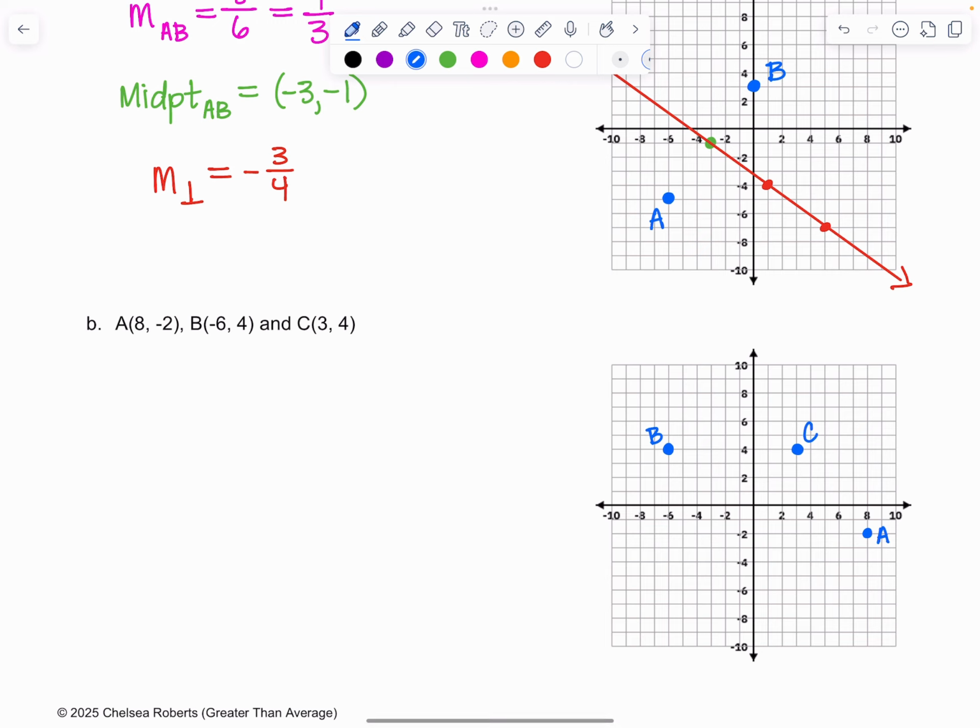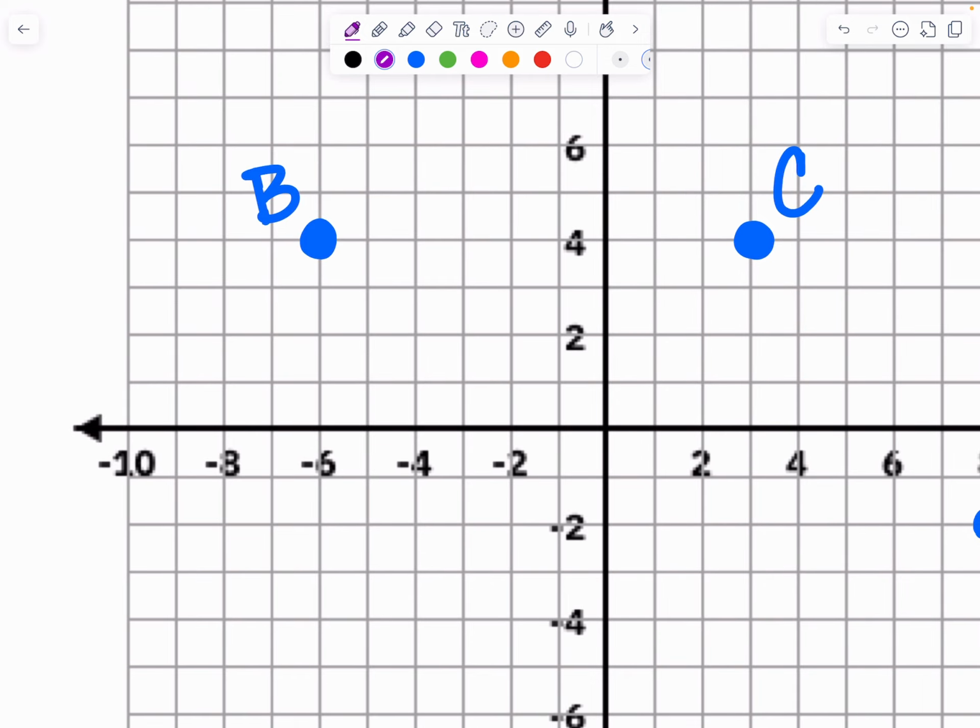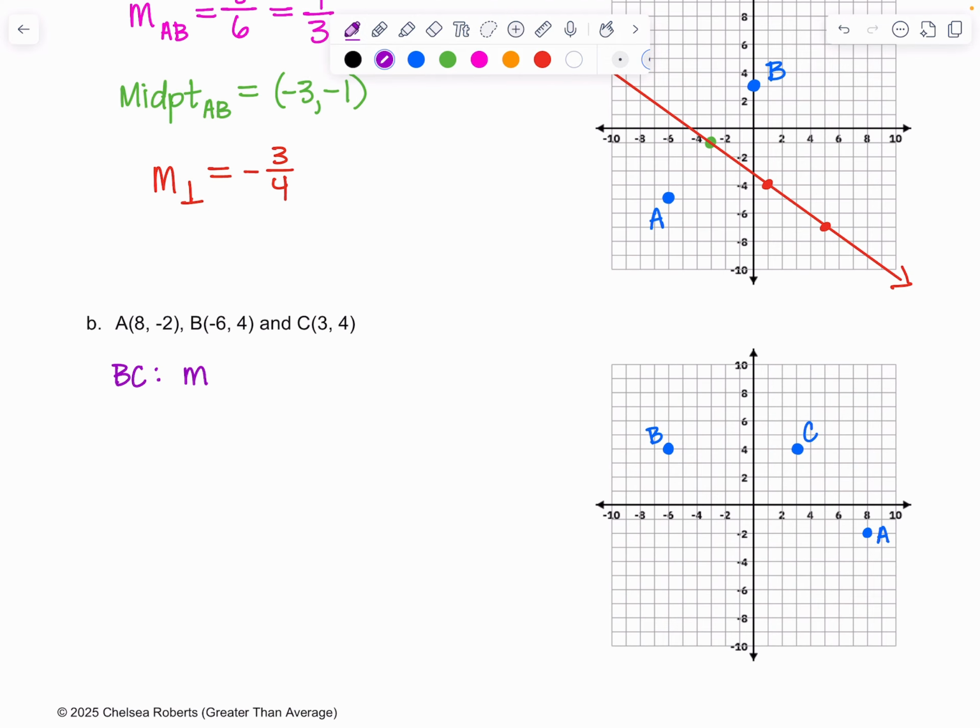So let's look at B and C. If we look at B and C, we have to find the slope. The slope is 0 because it's horizontal. So we know that that's a horizontal line, and a line that's perpendicular to that has to be a vertical line. Okay, so I found my slope.